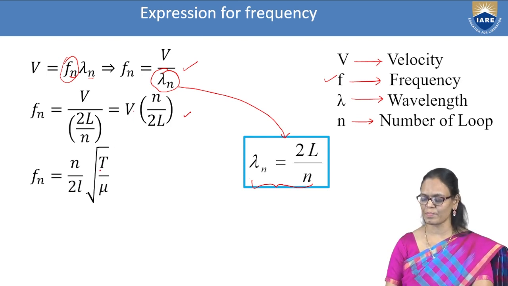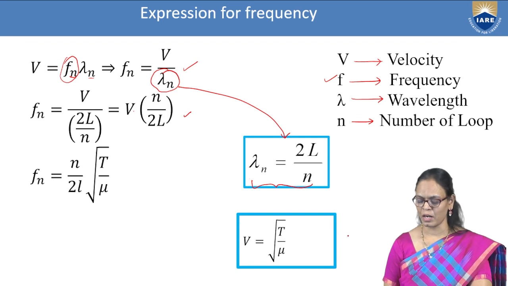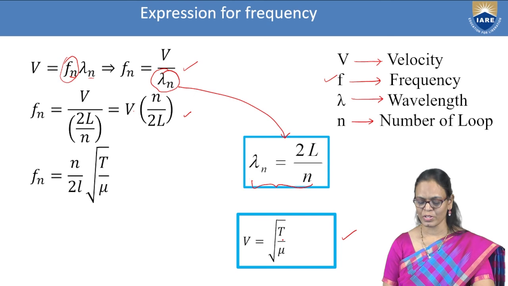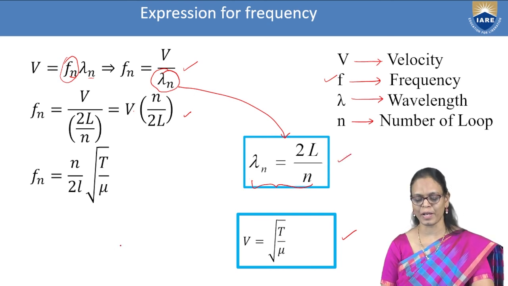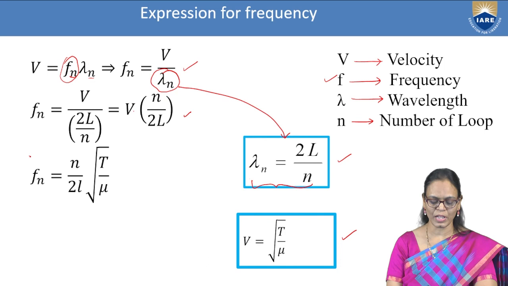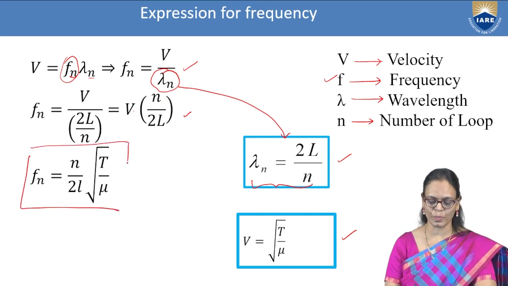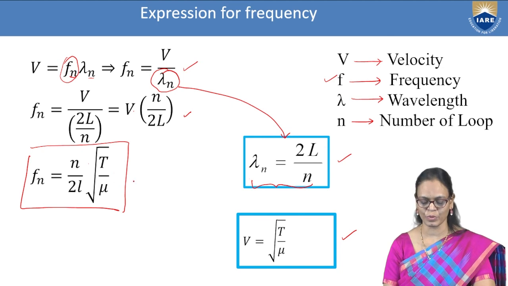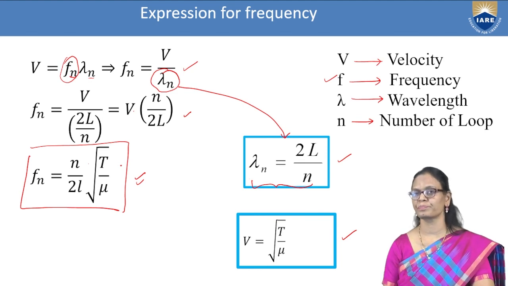For V, what we are substituting here is root T by mu. This is what we have derived for a transverse wave. So first we have substituted for lambda n: 1 by lambda n will be n by 2L. And then for V, we are substituting root T by mu. So the expression to calculate the frequency is n by 2L root T by mu. With the help of this, we are going to define the laws of stretched strings.